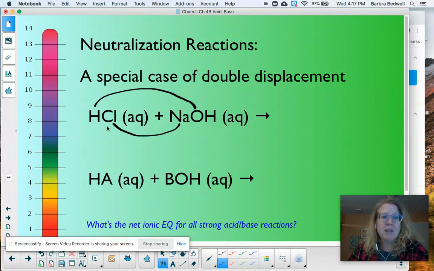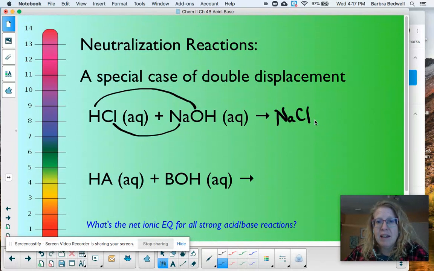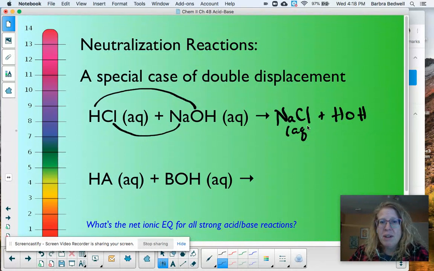In this particular case, hydrochloric acid and sodium hydroxide, we get NaCl and HOH. What's important about this is to think about physical states. Solubility becomes an important issue here. These are dissolved in water. These are dissolved in water. And guess what? Sodium chloride is also soluble in water, (aq), and water is, well, water, liquid water. It's not dissolved in water. You can't dissolve water in water.